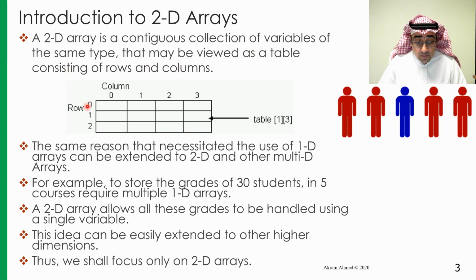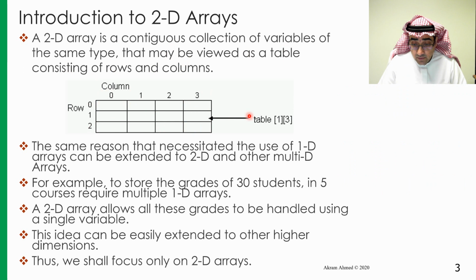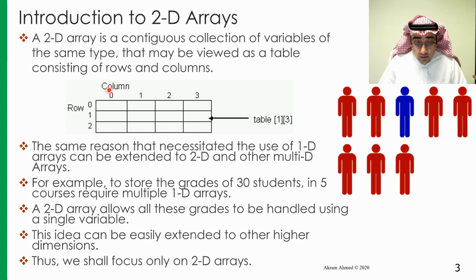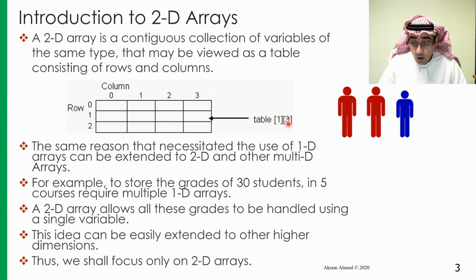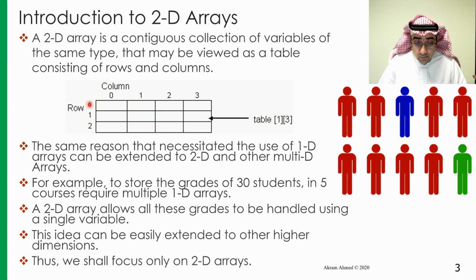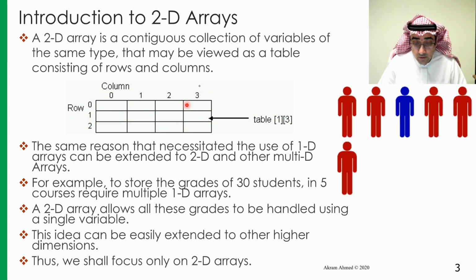So you have the rows over here, and you have the columns over here. To reference an element in the array, for example, this one's table[1][3], you go to row number 1 and column number 3. The first index always refers to the row, and the second always refers to the column. So table[1][3] means go to row number 1, and then 3 is the column, so this is the third column.